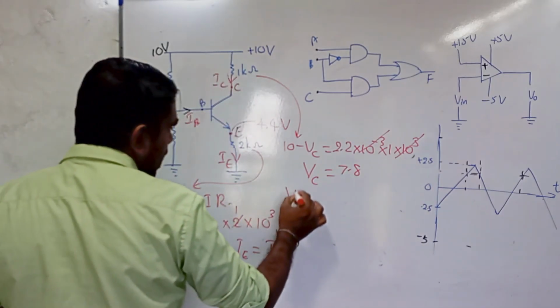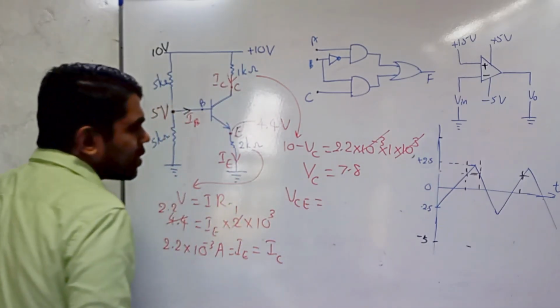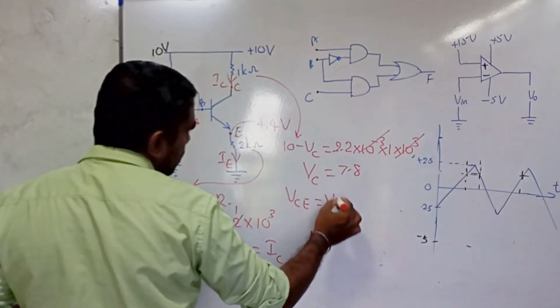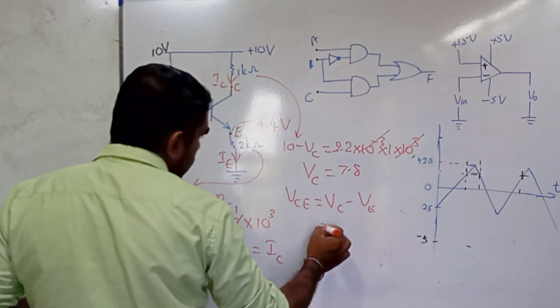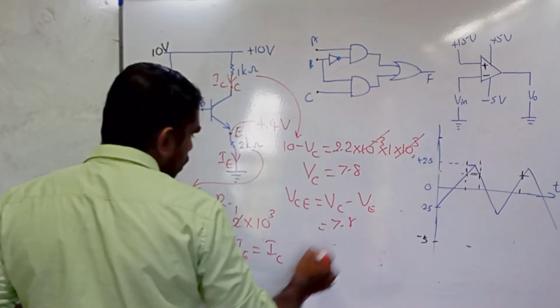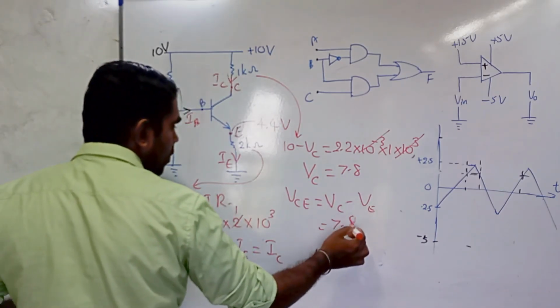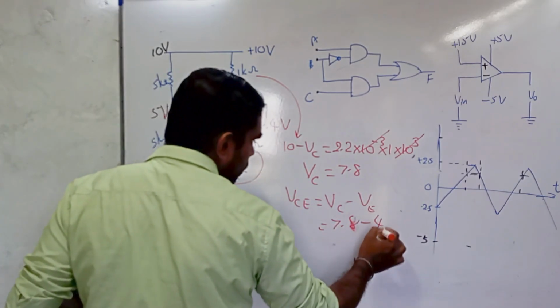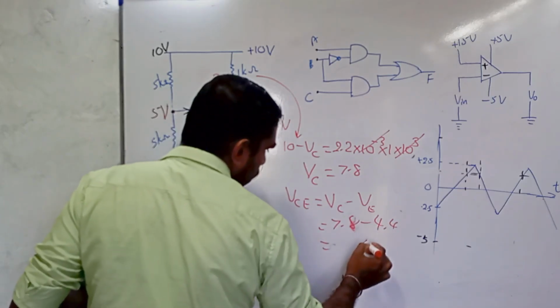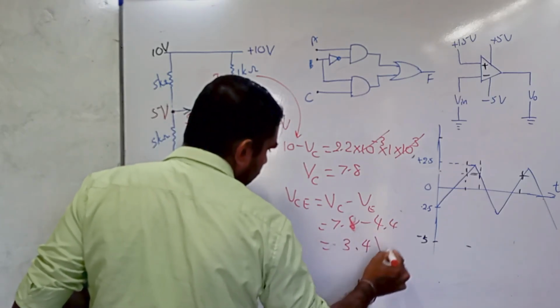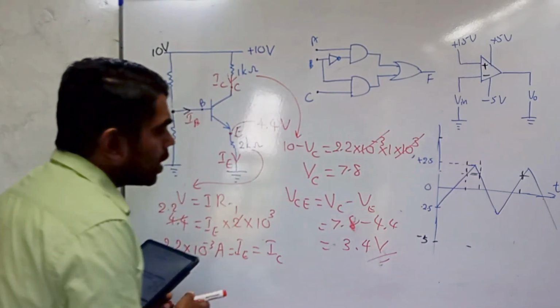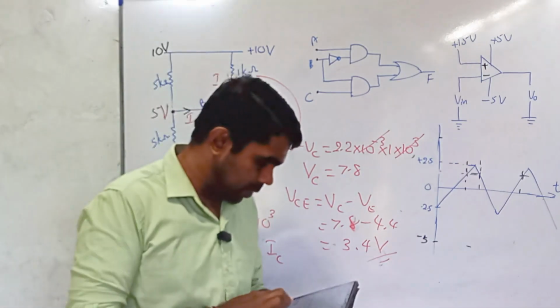Now, VCE means the voltage drop between C and E. Therefore, we have to subtract VE from VC. VC is 7.8. VE is 4.4. 8 minus 4, 4. 7 minus 4, 3. Then we can obtain the VCE voltage is 3.4 volts.